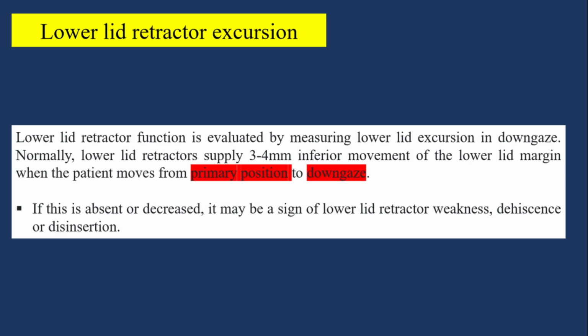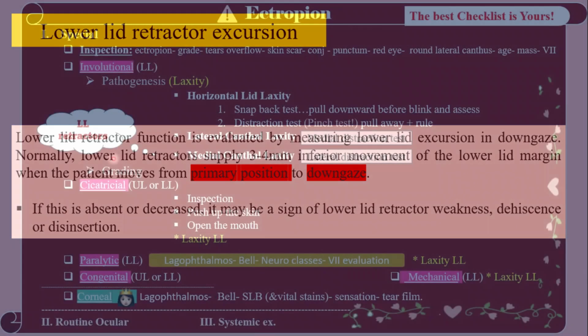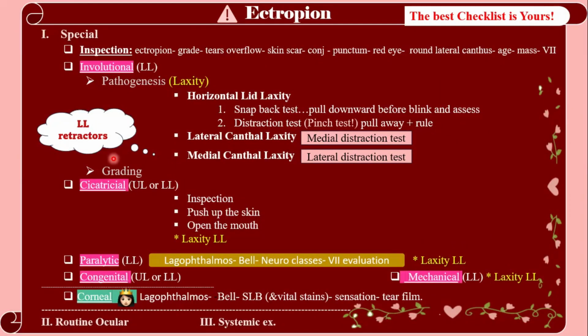So normally, I don't remember. Me either, but I think it's around 5 millimeters. Okay. So you have to go back to the ectropion checklist and revise how to assess the lower lid retractors. But again, this is advanced. I think it's an advanced point in the miscellaneous section, to mention lower lid retractors assessment in ectropion.